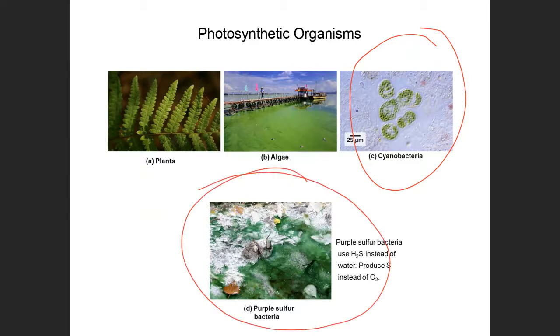But these purple sulfur bacteria, instead of producing oxygen, they produce sulfur, because they are not using water. The source of oxygen here comes from splitting the water. They are using H2S. All right.